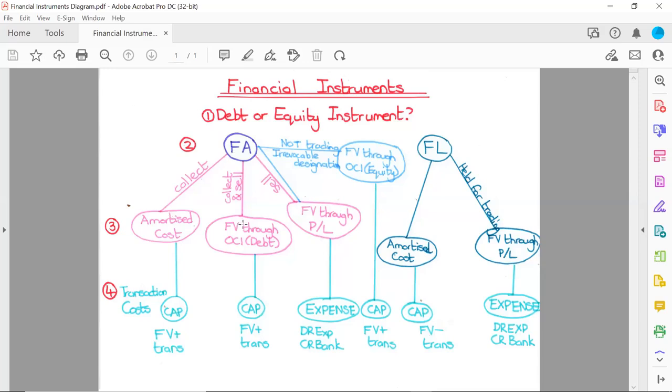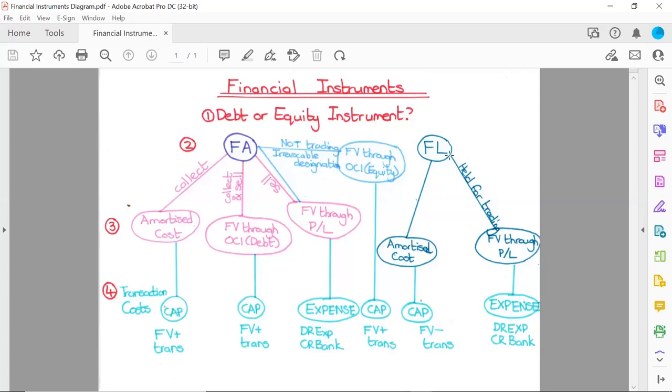Which company's perspective are we looking at the transaction from? And then this pink color is for our debt instruments for financial assets. And really, if their intention is to collect, we use amortized cost. If the intention is to collect and sell, we use fair value through OCI debt. If it is simply to sell, we use fair value through profit or loss. Then this blue color is for our equity instruments for financial assets. If they're not going to be traded and there's an irrevocable designation, then we use fair value through OCI equity. Otherwise, our default is using fair value through profit or loss.